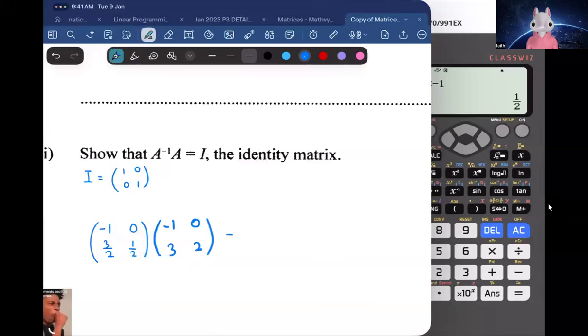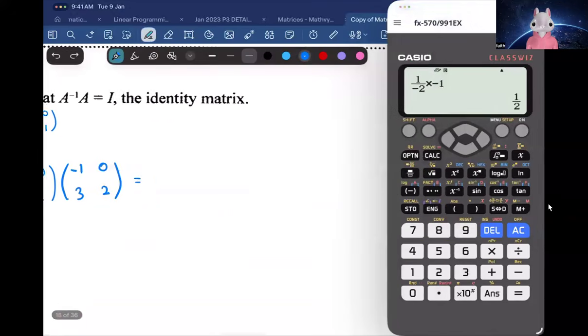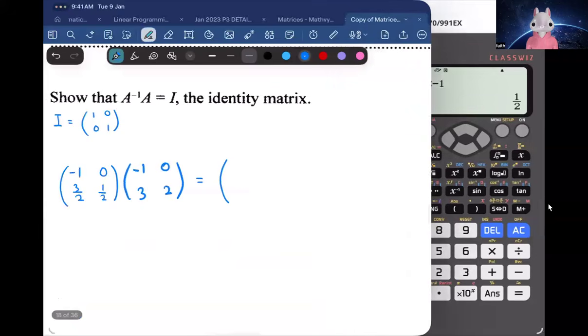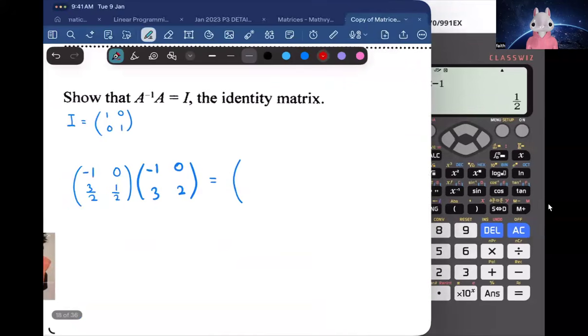So we're going to multiply this quickly. Again, this is the first row, and this is the first column. The first element here is minus 1, second one is 0, first one here is minus 1, second one is 3. So somebody run me through this real fast.